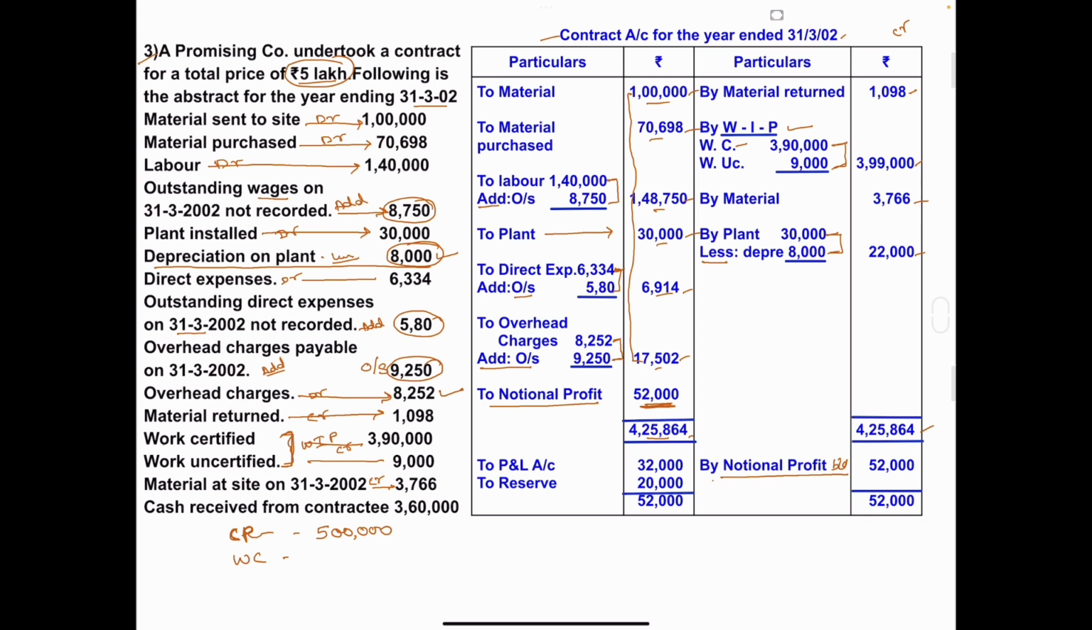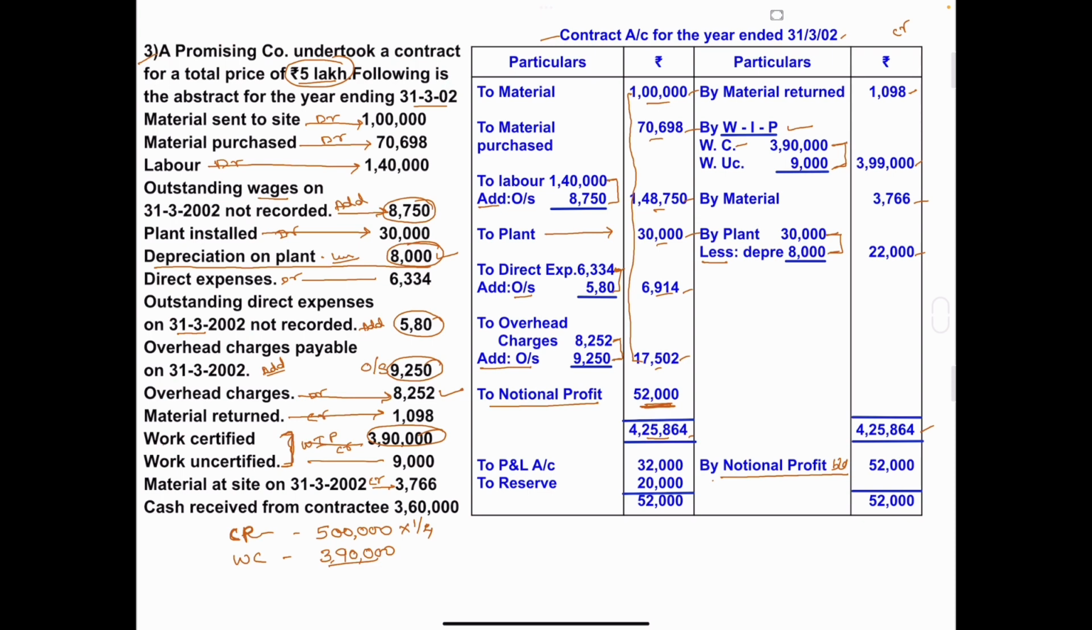And work certified amount is 3,90,000. So we'll see which condition is applied to this problem. 5 lakh into 1/4, you will get 1,25,000. So the work certified amount is not more less than 1/4 of the contract price. So leave the first condition.